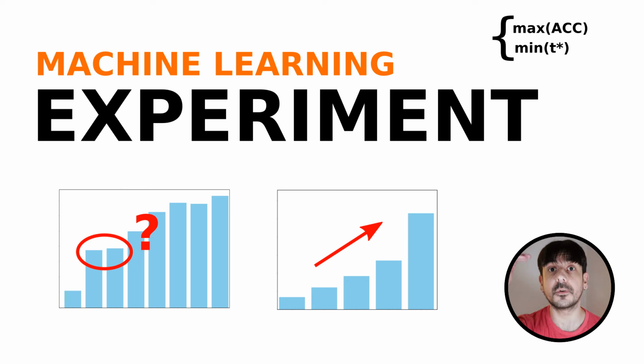Obviously, you want to achieve a very good performance. You want to achieve a very good accuracy when you are training a machine learning model, but for a given threshold of performance, you want to minimize how much data you are using to train the model.